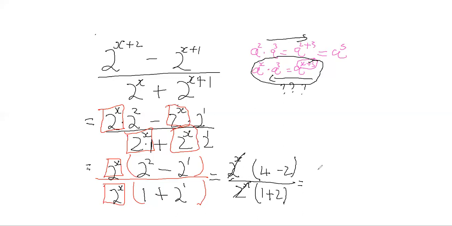So what are we left with in brackets in the numerator? 4 minus 2 is 2. In the denominator, what do I have there? I have 1 plus what? Plus 2, which is what? 3. So this becomes your final answer, 2 over 3.